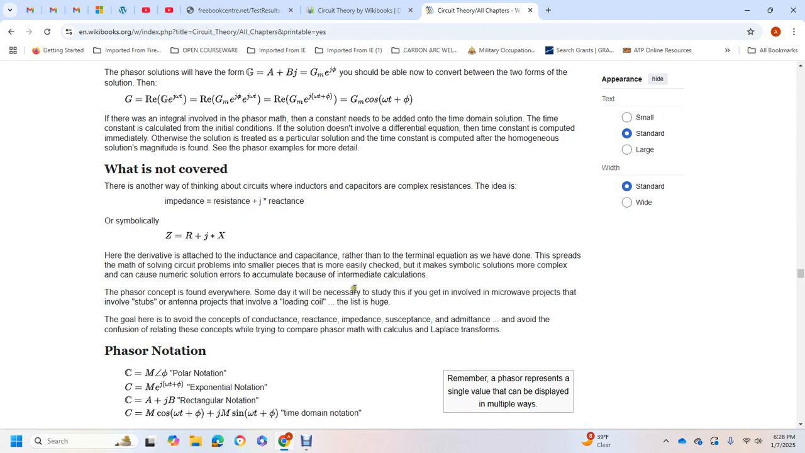Some day it will be necessary to study these, and they are involved with the microwave projects and some of the antenna projects that involve the loading coil. So the list is huge.